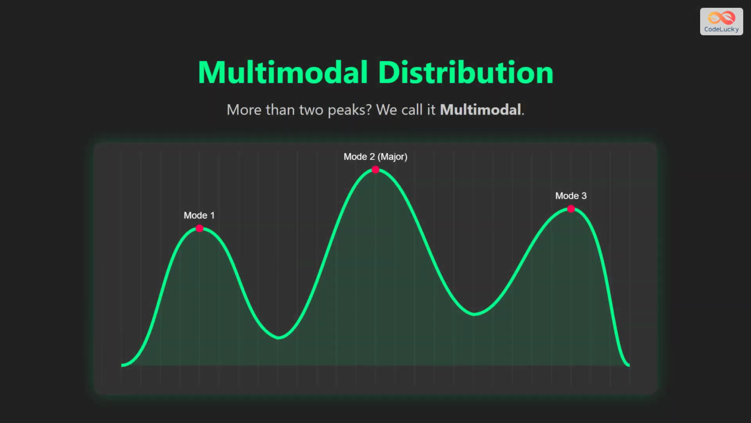If a distribution has more than two peaks, we call it multimodal. These are less common, but can occur in complex systems where multiple distinct groups are influencing the data.